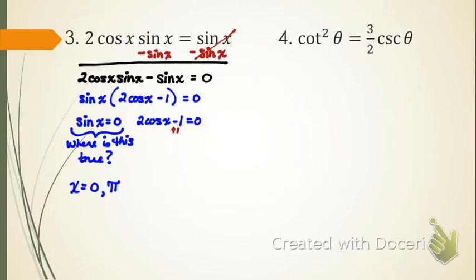Over here, I need to add 1 to both sides and then divide by 2. 2 cosine x equals 1. So where is cosine of x 1/2? You said it's where? Pi over 3. Anywhere else on the entire unit circle? 5 pi over 3.